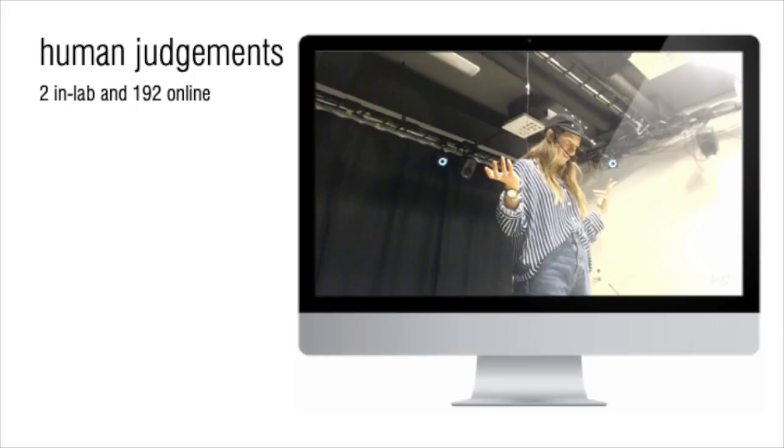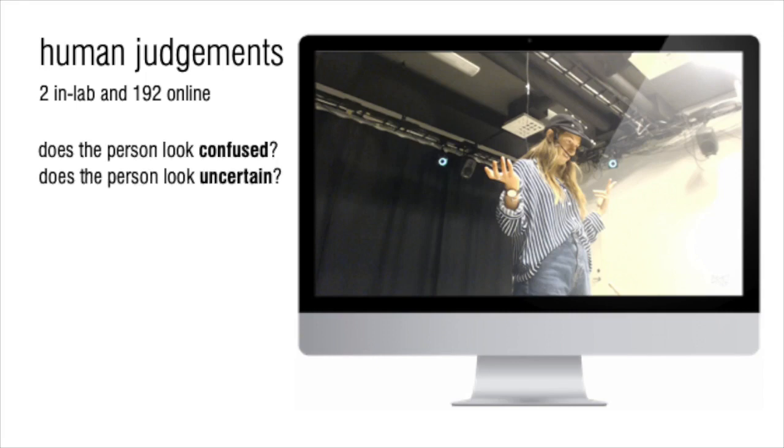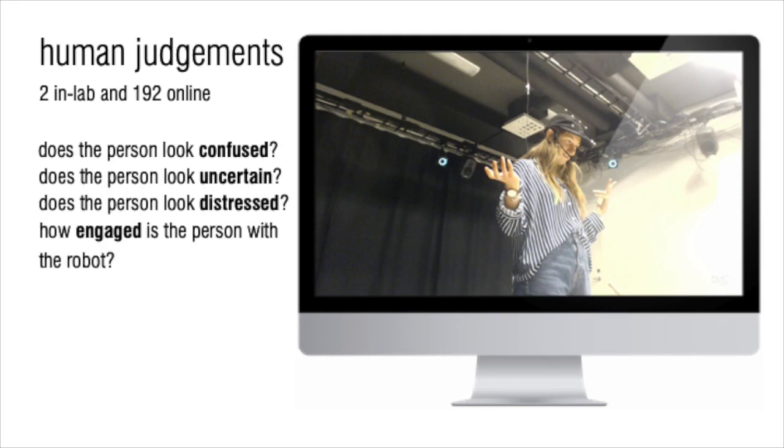Human annotators estimated whether a conversational failure occurred looking at short video segments of user responses. These were 2 in-lab annotators and 192 online annotators from a crowdsourcing platform. They watched the videos from the perspective of the robot and coded the following items. Does the person look confused? Does the person look uncertain? Does the person look distressed? And how engaged is the person with the robot?